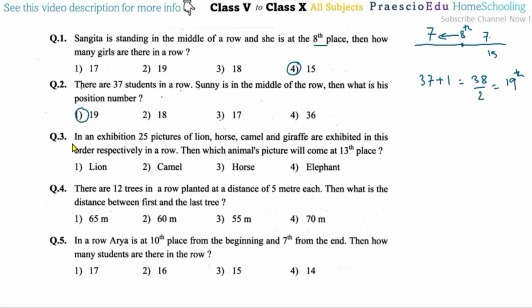Now question number 3. In an exhibition, 25 pictures of lion, horse, camel and giraffe are exhibited in this order respectively in a row. Then which animal's picture will come at 13th place? Respectively in a row means this is the first, second, third and the fourth, like this. We have to find the 13th place. This 4 means multiples of 4. As we know, 4 multiplied by 3 is 12, and after the 12 the 13th is there, so the cycle will complete up to 12, and after this will be the 13th, means lion. So lion is option number 1, the correct one.